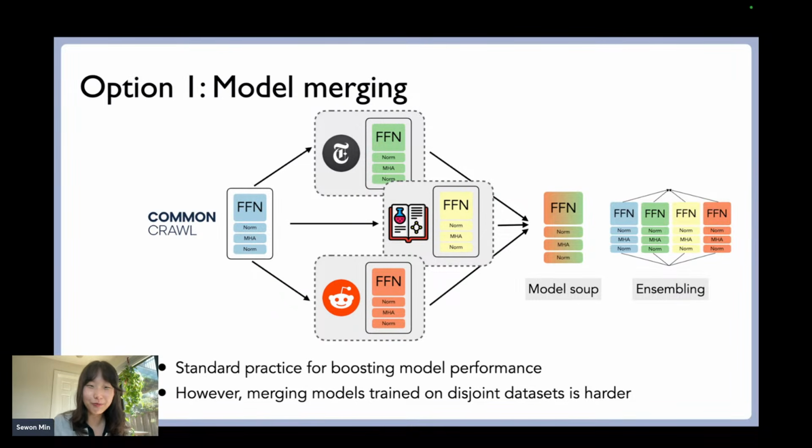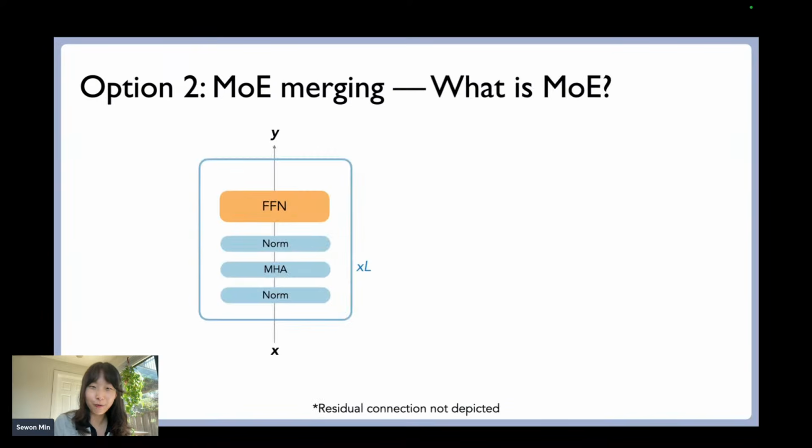So that's one option, model merging. The other option that I'm gonna describe is mixture of experts merging. So here we are using mixture of experts. So what is mixture of experts? I'm sure you just heard about it from organizers, but let me give you a brief recap.